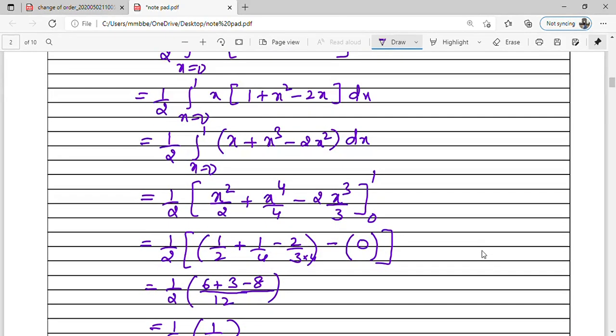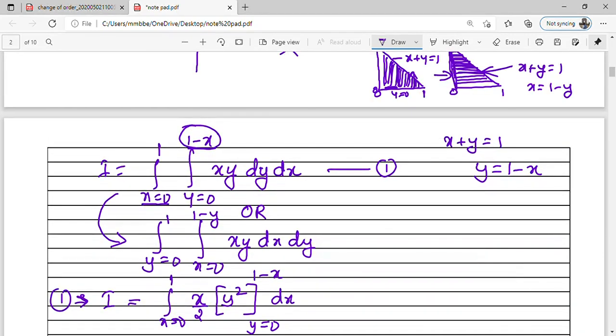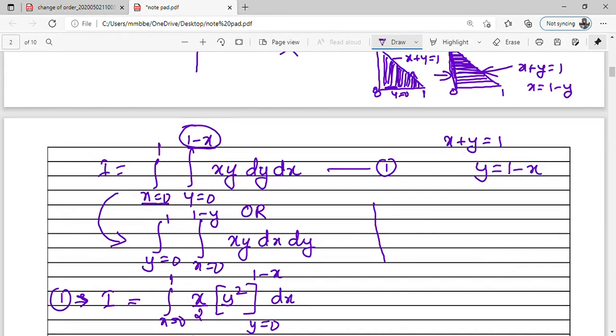The main important thing is that here we are finding the area of the triangle. When you fix the height, then you are varying the horizontal. If you understand this, the strip, you have to change it. That is the change of order.